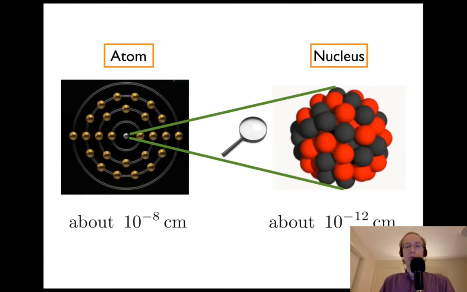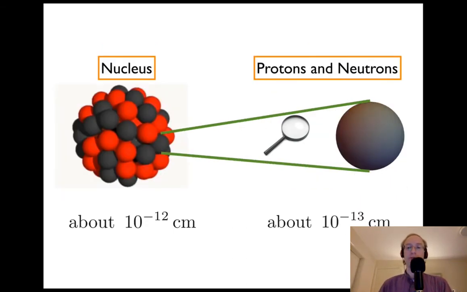So again, first of all, how big is a nucleus? Well, it's about 10 to the minus 12 centimeters. So that's about 1/10,000th the size of the atom, which was already really small. And again, this is an artist's depiction of a nucleus. And as this depiction shows, we know that a nucleus is actually not fundamental. It's made of smaller things, namely two kinds of particles called protons and neutrons. How big is a proton or neutron? Well, it's about 10 to the minus 13 centimeters, so about 1/10 the size of the nucleus.